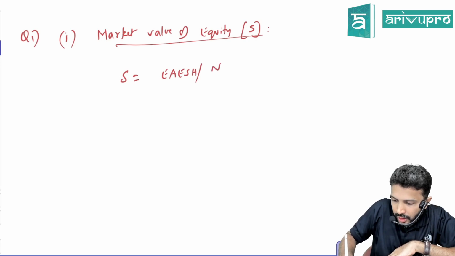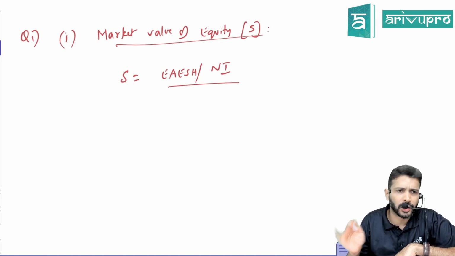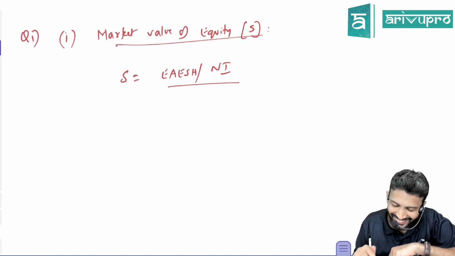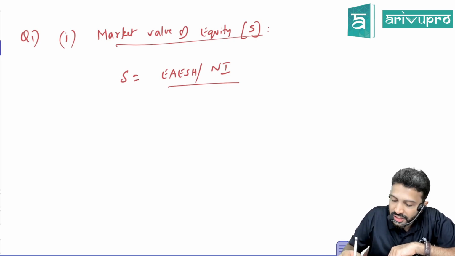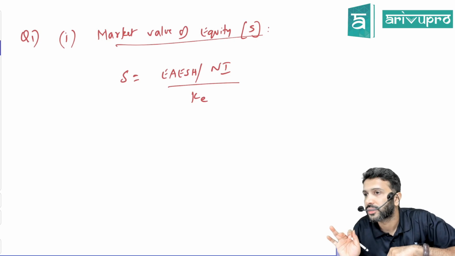Tax rate is not given. No, I'm writing the formula. So if it's not given, don't say 30% at all. Not required. We'll see. S is equal to net income divided by what? Cost of equity. Yes.